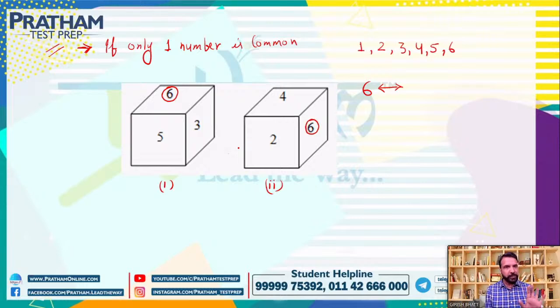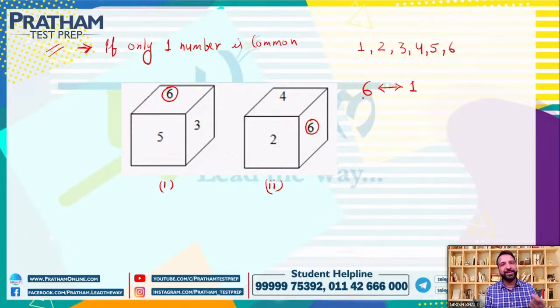Yes. Here 3, 5 and 6 are visible. Here 2, 6 and 4 are visible. Now which number is not visible in these two dice? And that number is 1. So the opposite face of 6 is always 1. I hope this is clear to everyone.